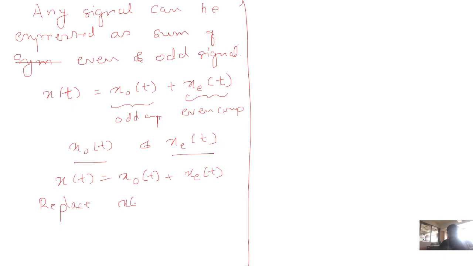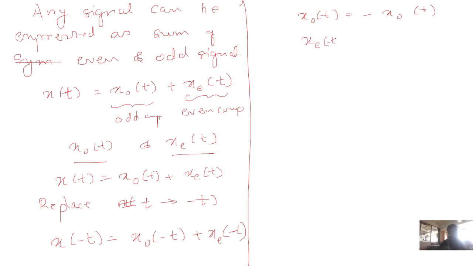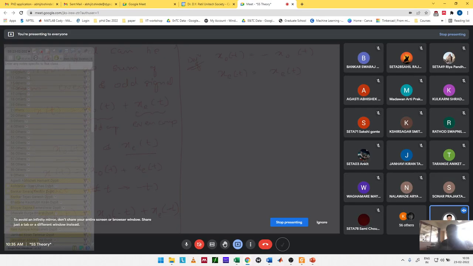If I replace t with minus t, how this is going to change is x of minus t is going to be x odd of minus t plus x even of minus t, right? But we know that for the odd part x odd of minus t is going to be minus x odd of t, and for the even part x even of minus t is going to be equal to x even of t, right? These are from the actual definitions. For even it is remaining as it is, for odd the negative sign has been added over here. I hope I am clear. Any question with this? Yes, sir.